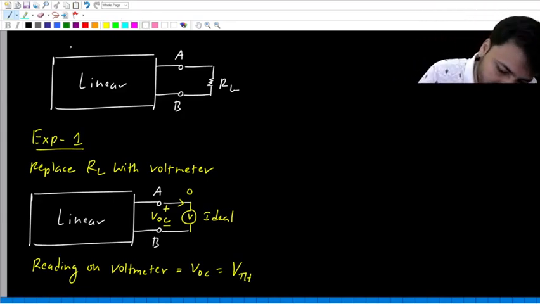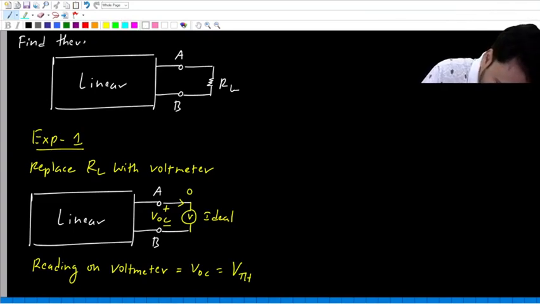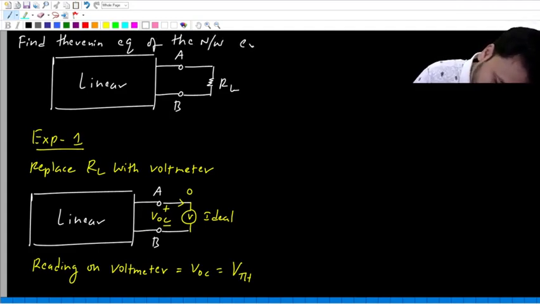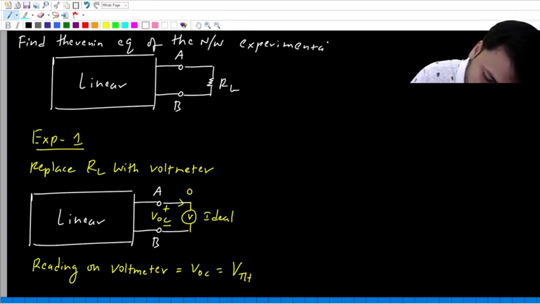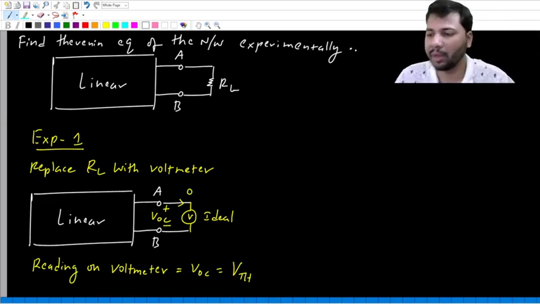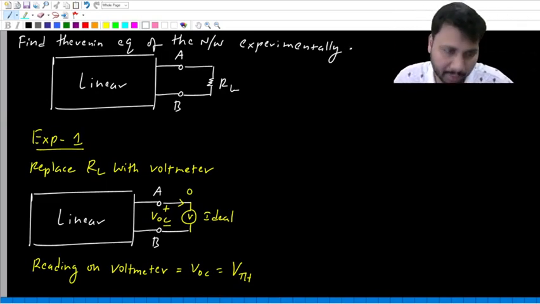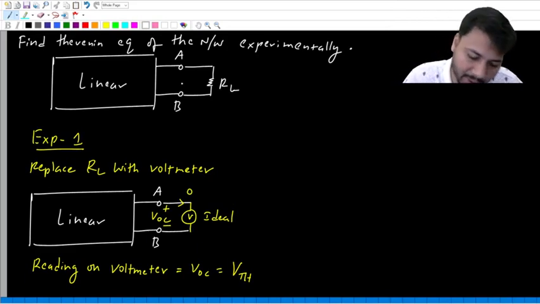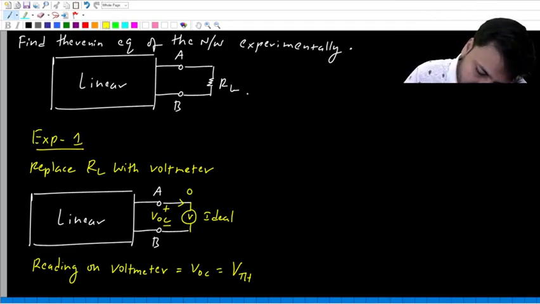So what is the objective here? Find the Thevenin equivalent of the network experimentally. For that we have conducted one experiment. Let us conduct another experiment.